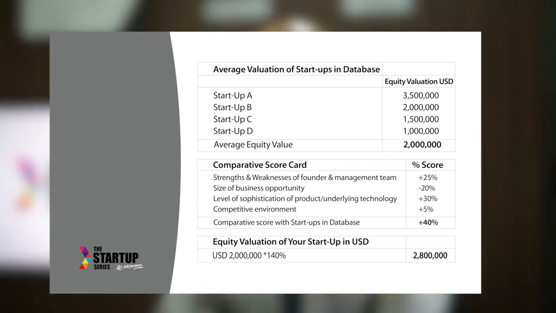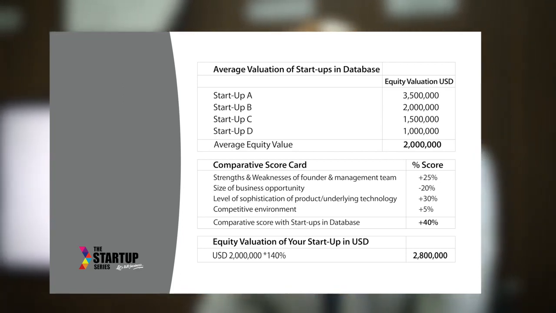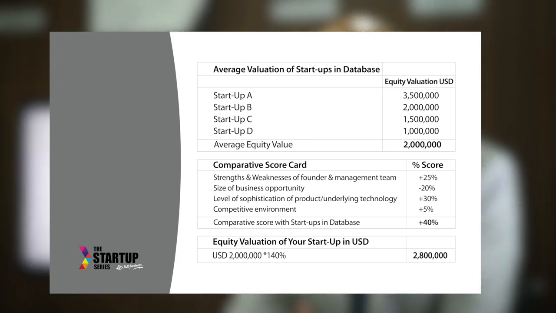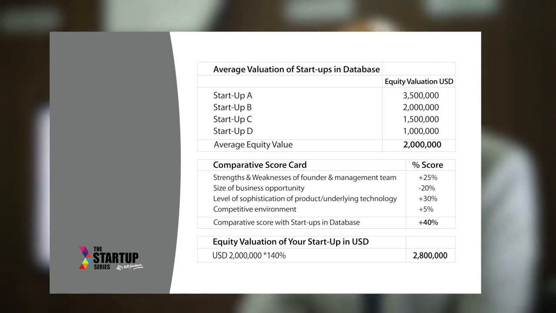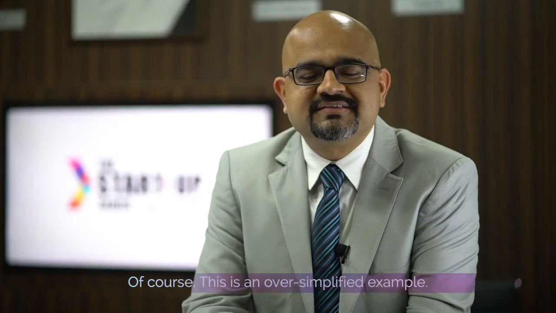For example, the startup in question has a strong founder, a strong management team, and the technology used by the startup is quite upgraded compared to the 4 startups in the database. There is no direct competition in the market, even though there are a few indirect competitors. However, the size of the opportunity of the startup is much smaller than the average size of the 4 startups in our database. So now in this example, the startup gets a score of positive 40%, and the valuation of the startup is concluded at $2.8 million. Of course, this is an oversimplified example.